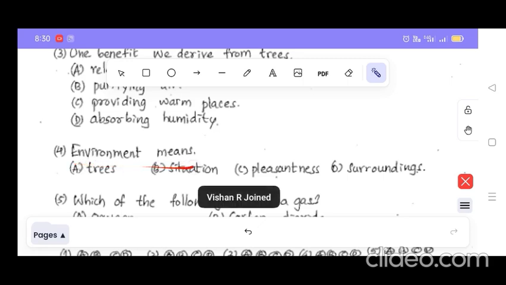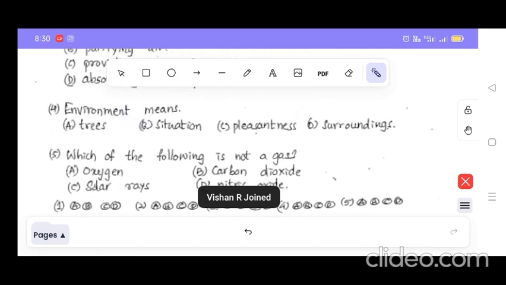Environment means, what is the meaning of environment? Trees, situation, pleasantness, surroundings. Next question. Question number 5. Which of the following is not a gas? Oxygen, carbon dioxide, solar rays, nitric oxide. Among these, which is not a gas? That is asked.